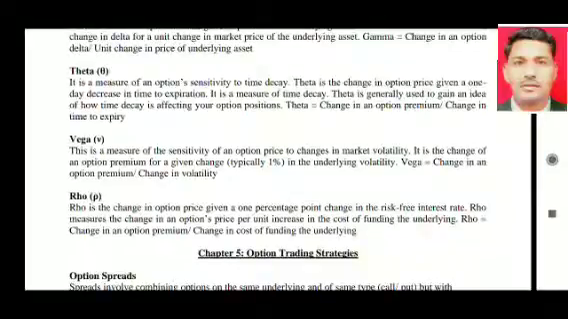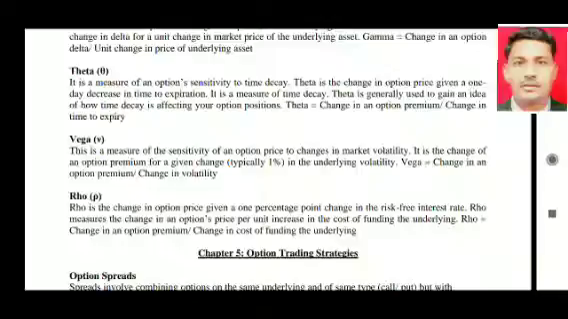Vega. This is the measure of sensitivity of option price to change in market volatility. It is the change of an option premium for a given change, typically 1%, in underlying volatility. Vega is equal to change in an option premium divided by change in volatility.